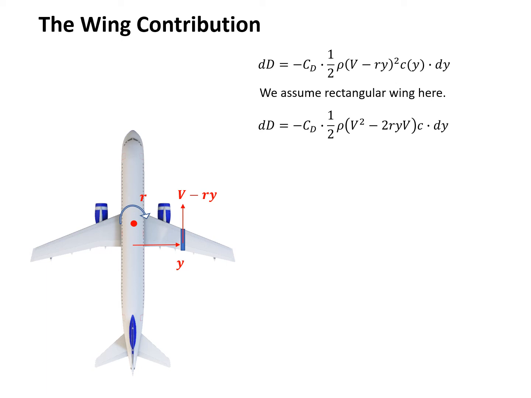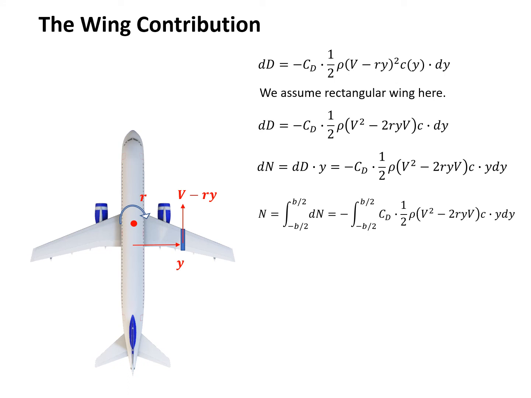Okay, now we work on the second incremental drag, and since we have the drag, we can just multiply it by its moment arm y, so we get dN, the incremental yawing moment. You may notice there's a negative sign in dN. That's because the yawing moment produced by that incremental section on the right-hand side is negative. Then we just do the integration from minus b/2 to b/2, and I'm not reading out this integration.